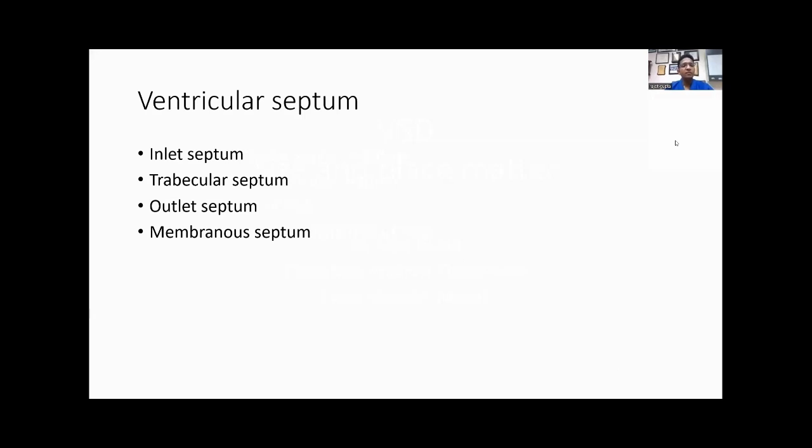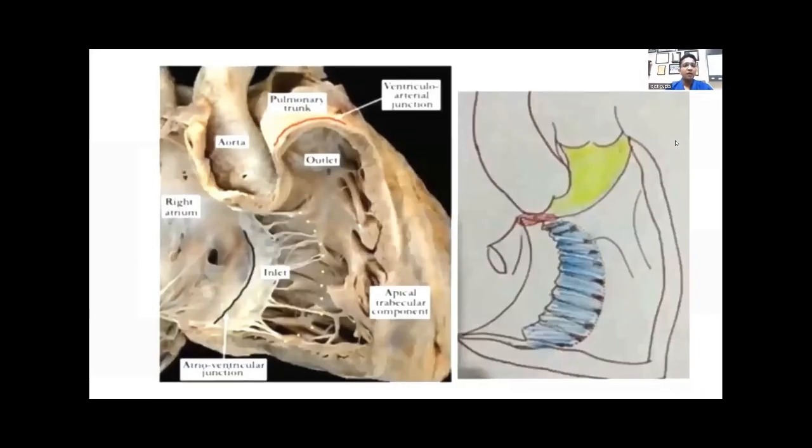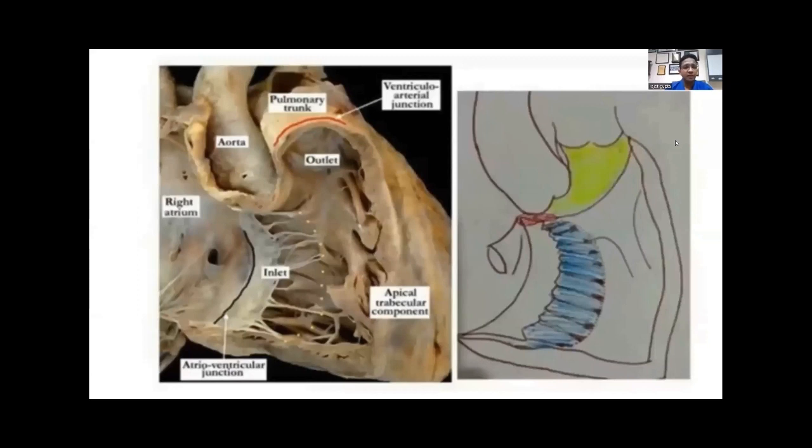A ventricular septum is complex anatomically. It is divided into four parts: the inlet septum, trabecular septum, the outlet septum, and the membranous septum. If we look at this specimen carefully, the right ventricular anterior wall has been removed and the right ventricular aspect of the interventricular septum is being shown. The septum, as we discussed, consists of four parts. We will be discussing the inlet ventricular septum first.